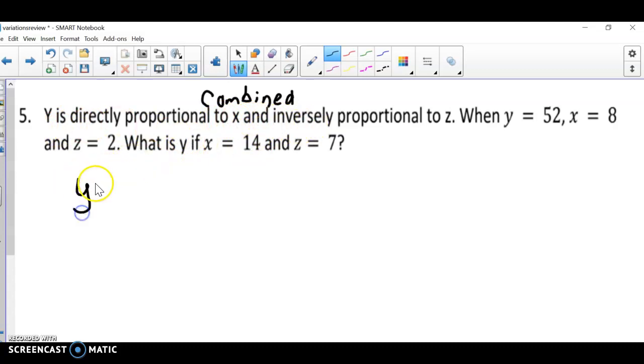I have y equals k, and it's going to be in a fraction because we have both direct and inverse. So I'm going to say, since x is directly proportional, x goes on top, x times k, and z is inverse, so it goes on the bottom here. It gets k divided by z, so that's our equation.